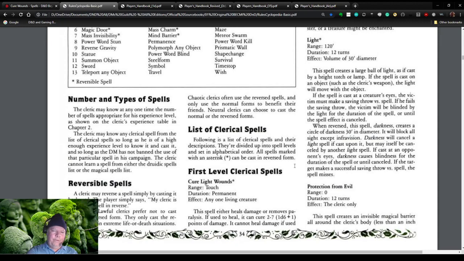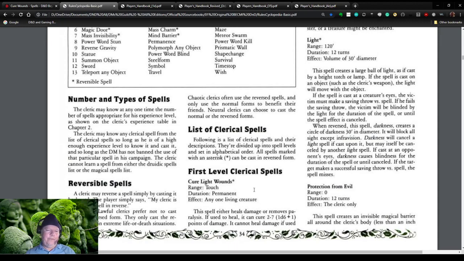Now there's two things to notice. One is this little asterisk here, which means it's a reversible spell. So instead of cure light wounds, you can cause light wounds. And that would deal 1d6 plus 1 damage. In 5th edition, there's a separate spell called Inflict Wounds, which is the reverse of Cure Wounds.